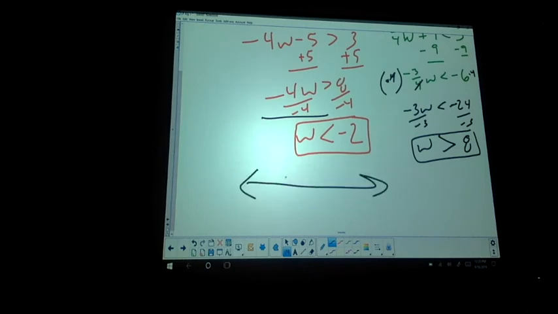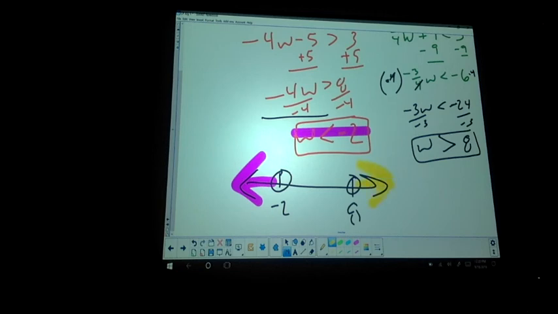Alright. So I have -2 down here. I have 8 up here. This is an open dot. This is an open dot. Where is the -2 going to? Yeah, so that's going to go to -infinity. Where is the 8 going to go to? Going to positive infinity. Okay, so this is going to -infinity. This is going to positive infinity.